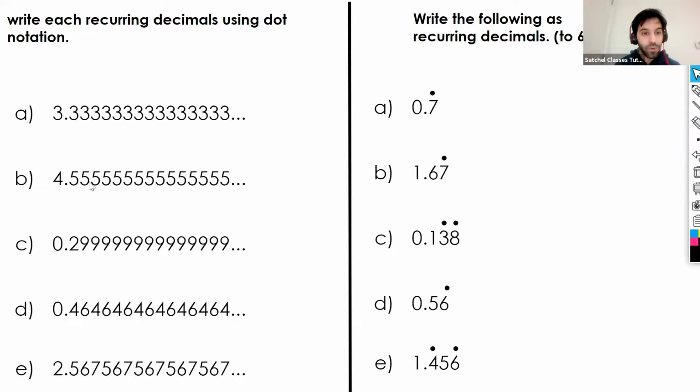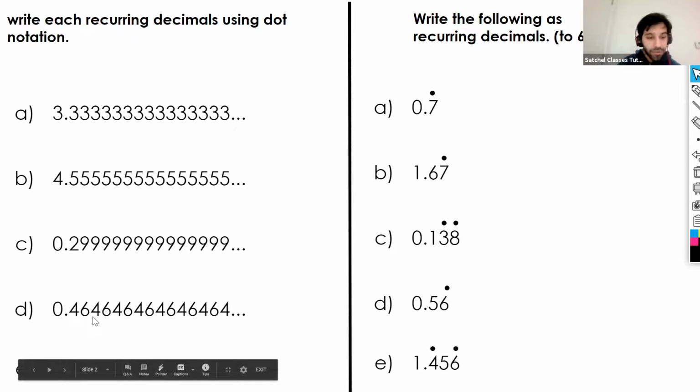Here we have 4.5. The 5 is recurring, so we need to put a dot above the 5. So our answer will be 4.5 with a dot on top of the 5. Next, we have 0.29999. So the 9 is recurring, so we need to put a dot above the 9. So our answer is going to be 0.29 with a dot above the 9.